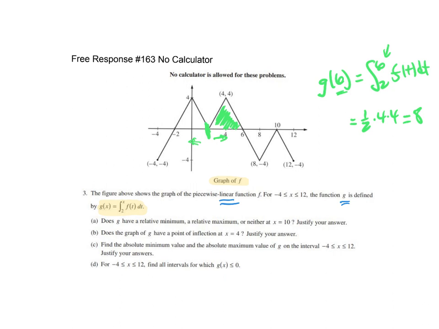Letter C says, find the absolute minimum value and the absolute maximum value of g on the interval, and notice this is a closed interval, -4 to 12. So we're going to use the extreme value theorem there. As soon as I know I'm looking for absolute extremes on a closed interval, I know that's the extreme value theorem. And then finally, we're going to find all intervals where g is less than or equal to 0. Okay, so let's go ahead and break these down one at a time. I'll do A on the next slide.